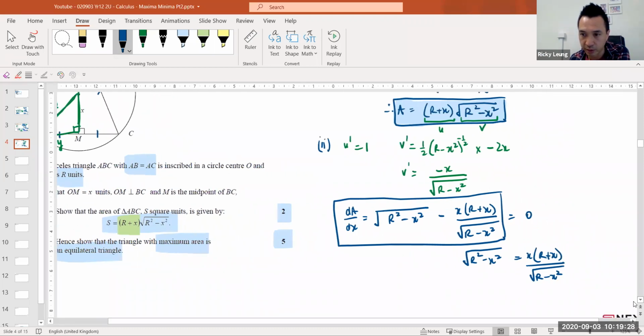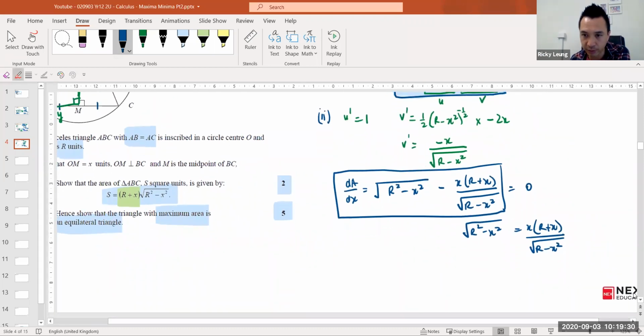Now this shouldn't be too bad. Times that up, the square root goes away. So you've got r squared minus x squared. I'm going to expand this to xr plus x squared. Move everything over. Feels like a quadratic actually, doesn't it? I'm hoping it can be factorized. Let's have a look. So you get 2x squared plus xr minus r squared equals 0.